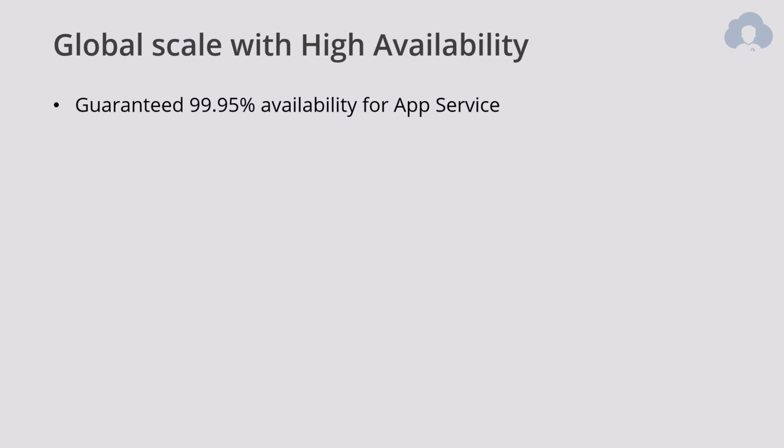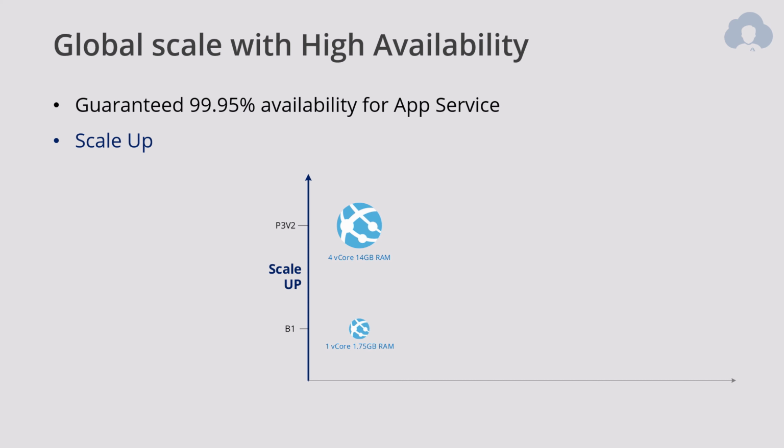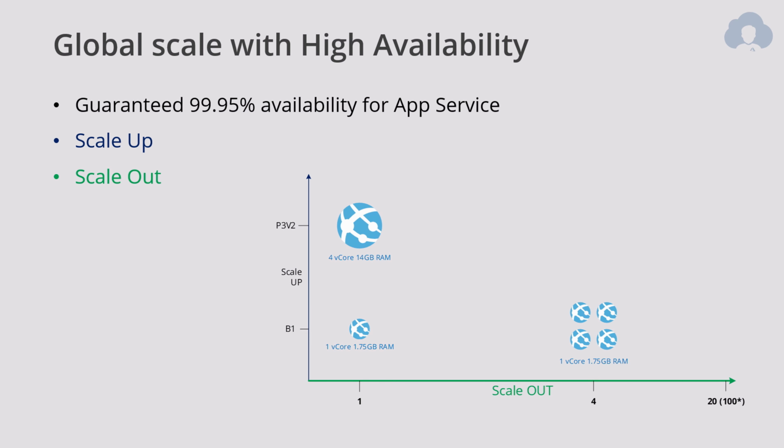What's also great about App Service is its high availability. Microsoft guarantees 99.95% availability for App Service. With global scale, you can also scale up, which in this case means that if you have a B1 server with one core and 1.75 gigs of RAM, you can beef up your server, add some cores, and increase the RAM. But you can also scale out from one server to multiple servers at a time. What's great here is that you can actually mix the two. So you can scale out and scale up if you need that.